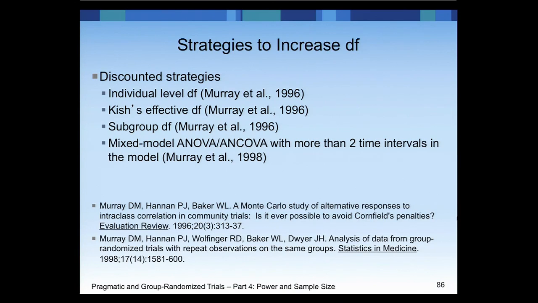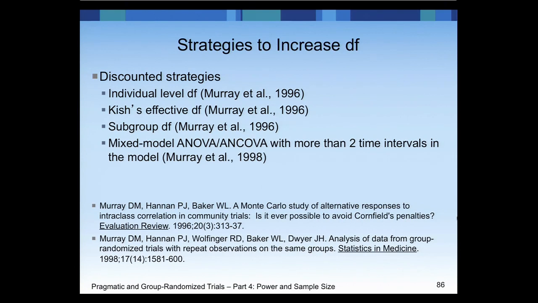Those are better known. The fourth one on this list is less well known. If I analyze my data with a repeated measures mixed model analysis of variance or covariance, and I'm modeling more than 2 time points in my analysis, I'm going to have an inflated type 1 error rate.